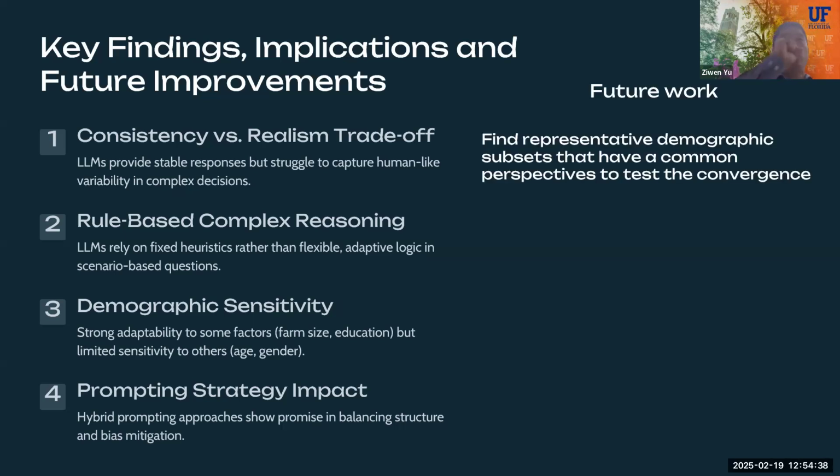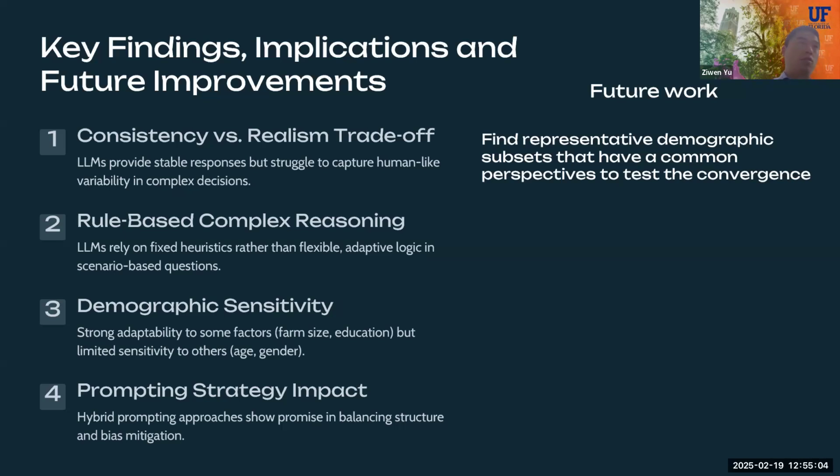So a further improvement for this step is to find representative demographic subsets, so that within each subset a common perspective can be tested, and then this common perspective can lead to a convergence that can be aligned with the statistical results generated by LLM answers.